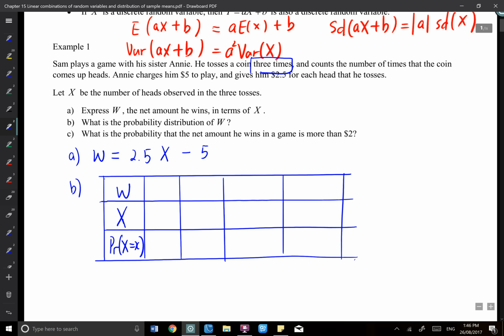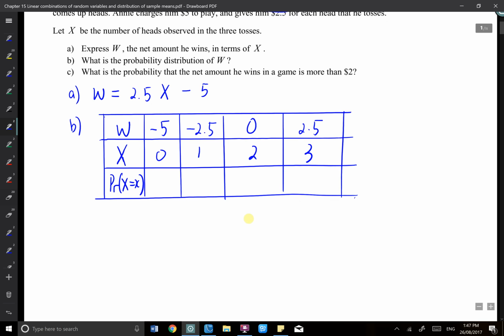What values could X take? 0, 1, 2, 3. That's what X could take. Then what will W be? Negative 5, and so on up to 2.5. Then what's the probability that I get 0? I toss the coin 3 times. What's the probability I can get 0 heads? That's half times half times half, which is 1/8.